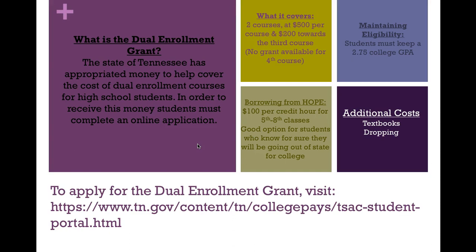Students who know for sure that they will be attending college out of state may want to consider borrowing from their Hope Scholarship for their 5th through 8th classes, since Hope does not provide funding for out-of-state colleges. They may receive $100 per credit hour, which covers $300 for a 3-credit class. Each college sets its own tuition rates, so make sure to confirm the tuition cost with the college before registering. Keep in mind that there may be some additional expenses associated with taking dual enrollment courses. Textbooks are not included in the cost of tuition.